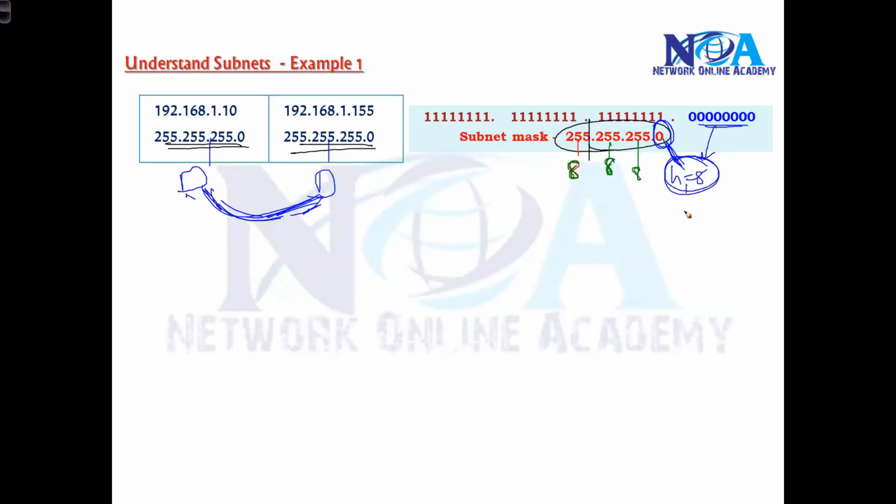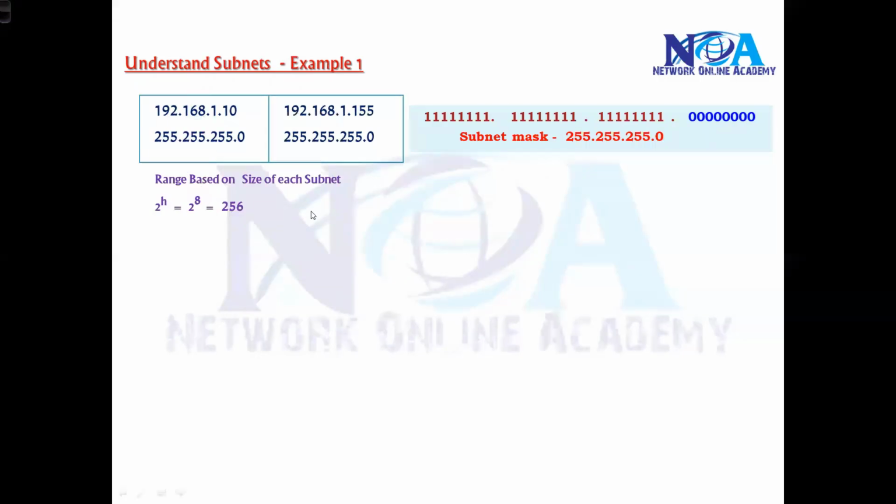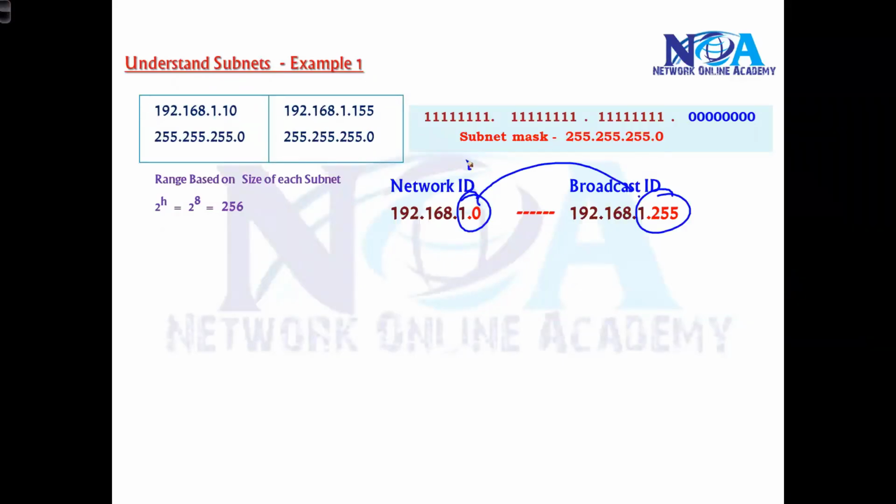Now based on this, we tell the size of the network. So the size of the network is decided based on the host bits. So 2 to the power of 8 is 256 is the size. Now as per the default subnet mask, what we have calculated, the range is what? The network starts on 0, ends on 255, right? So the 0 is my network ID, 255 is my broadcast ID. This is something we have seen.